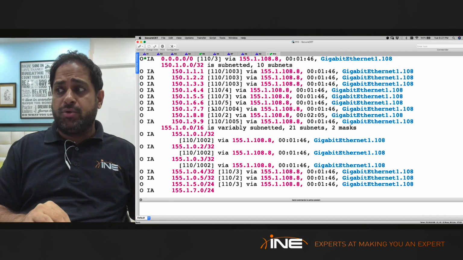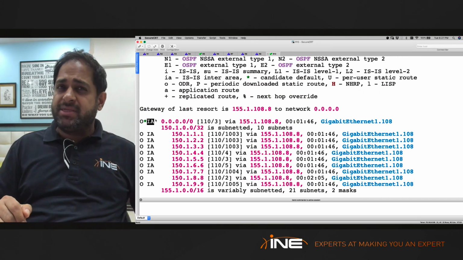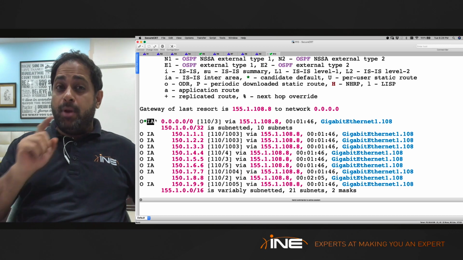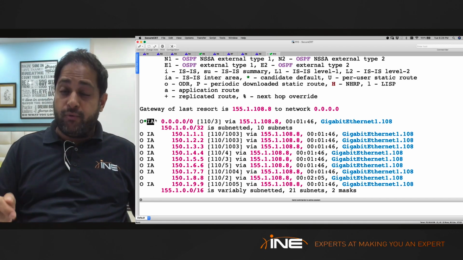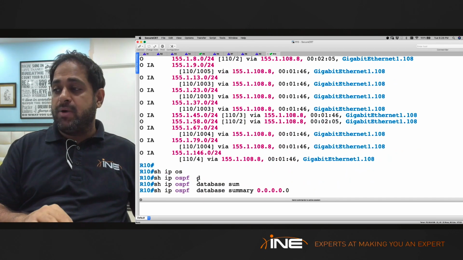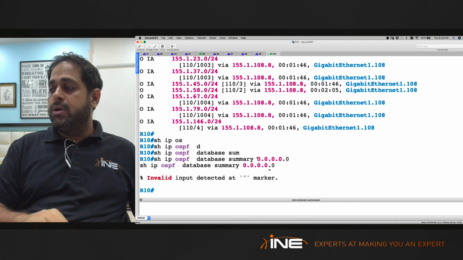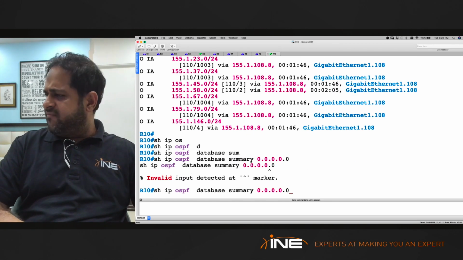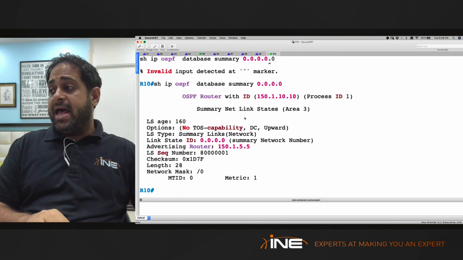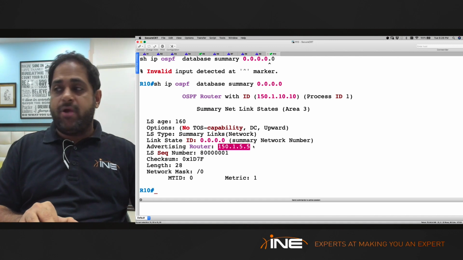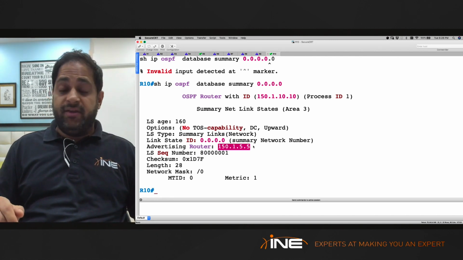Because this route shows up as OIA, OSPF Inter-Area. If you remember from the slides, the ABR blocks type 5 and 4 and automatically generates a type 3 default route. So if I look at show ip ospf database summary for the route 0.0.0.0, you would see that the default route was generated by the ABR R5. So he generates the default route.